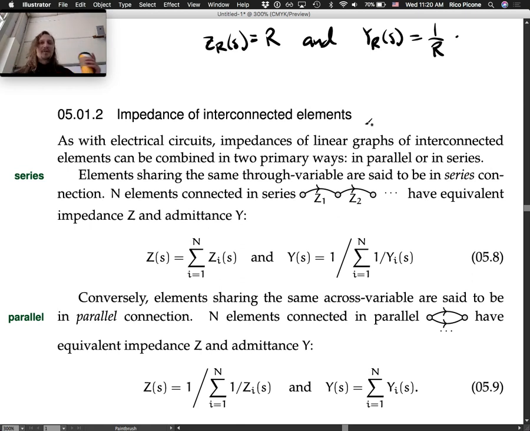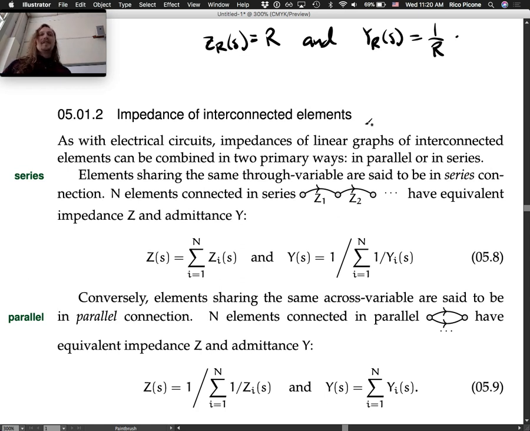Okay, so impedance of interconnected elements. As with electrical circuits, impedances of linear graphs of interconnected elements can be combined in two primary ways: the familiar parallel and series, right? You guys are getting bored now, right? Same old stuff.